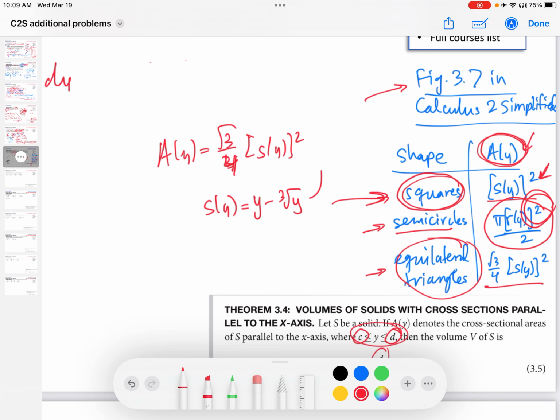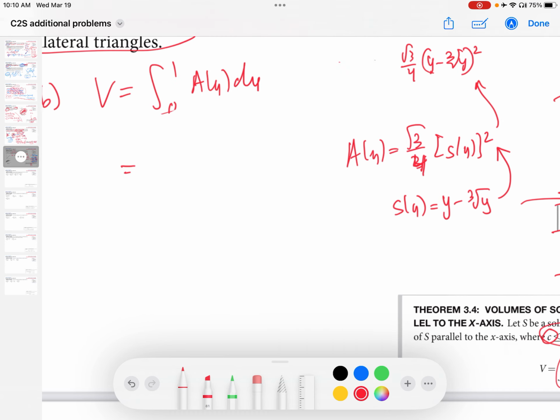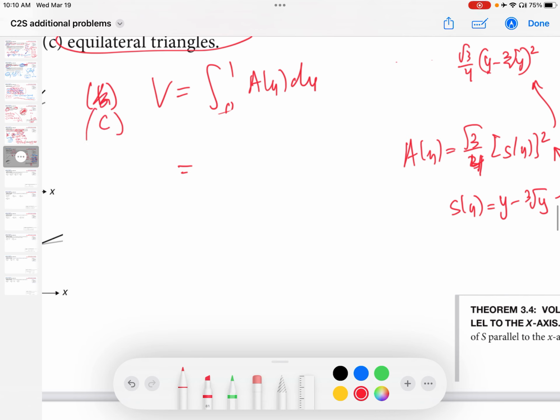So I put this in here, and my a of y gives me root 3 over 4 times y minus cube root of y, all of that squared. And that's what's going to go, for part C now, here in my volume formula. So y minus cube root of y squared dy. And that's it, right? Don't have to evaluate that further.